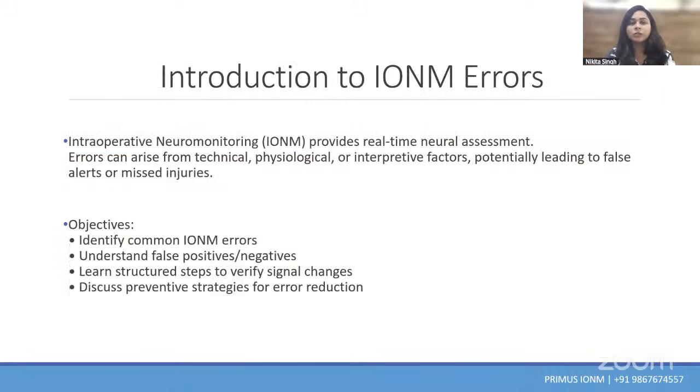So let's get back to the introduction of IONM. Basically, IONM, intraoperative neuromonitoring, provides real-time neural assessment. Error can arise from any technical, physiological, interpretive factors or any communication error. Our main goal here is to identify the common IONM errors, to understand the false positive and false negative responses which lead to IONM error. Also, we'll discuss the structured steps to verify the signal changes and to discover the preventive strategies for error reduction.